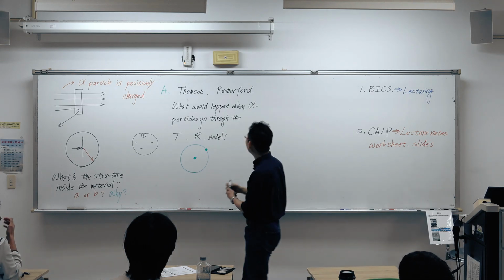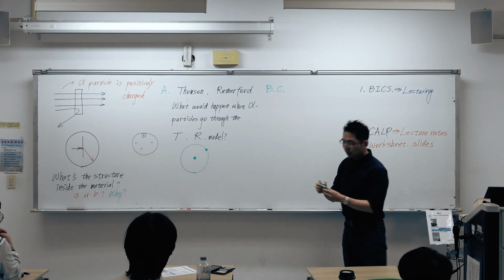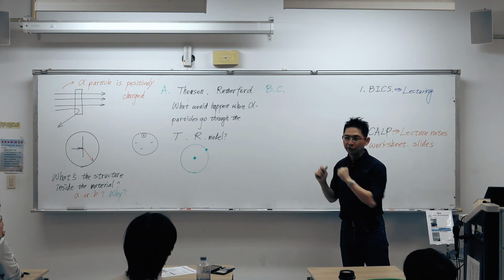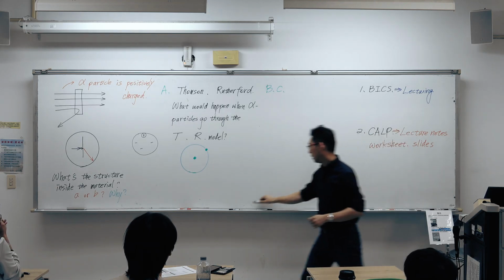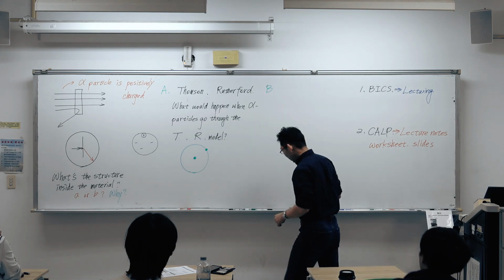That's just part A. For part B and C, I think parts B and C should be the most important part for this lesson, or for this unit, right? So I will put down B and also C. So what is B?